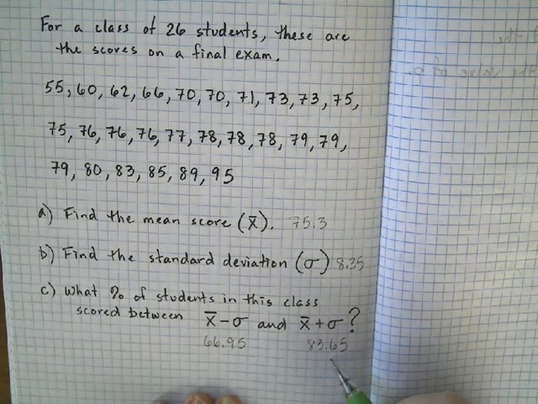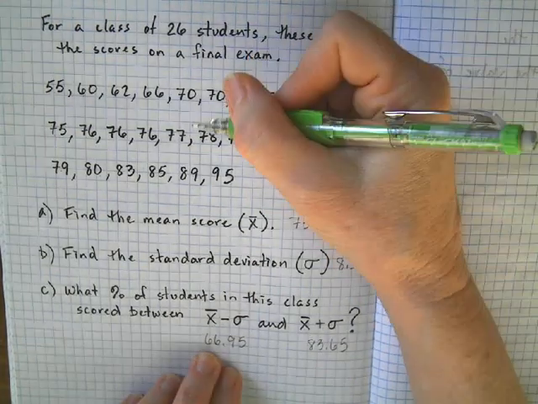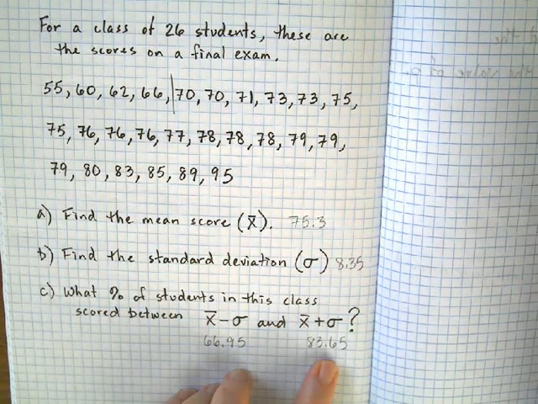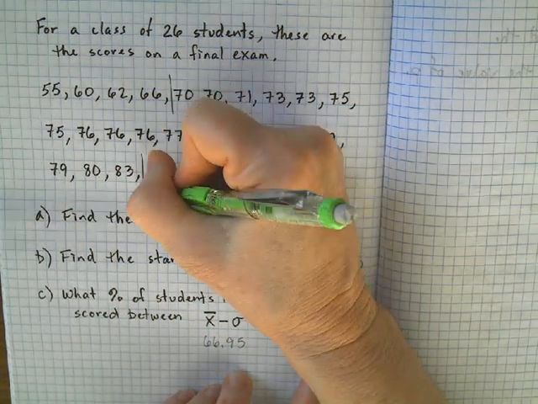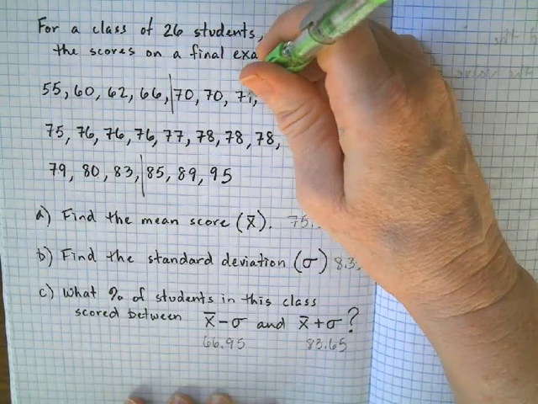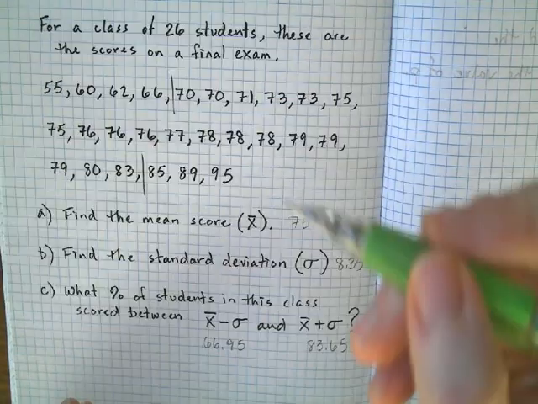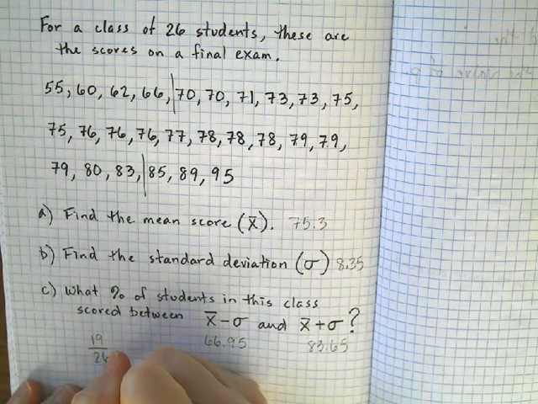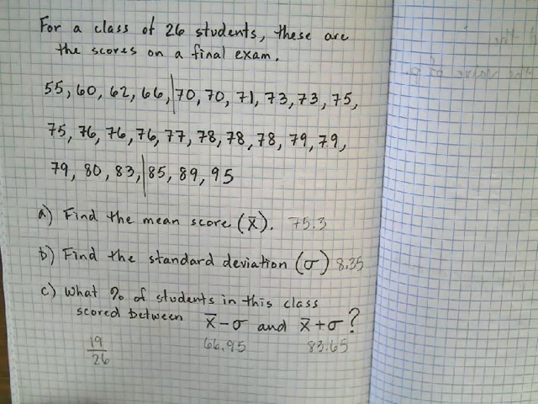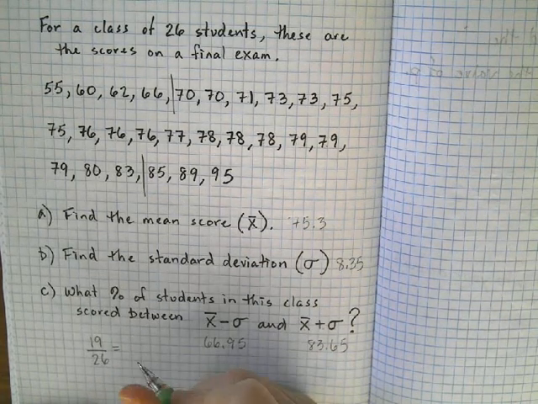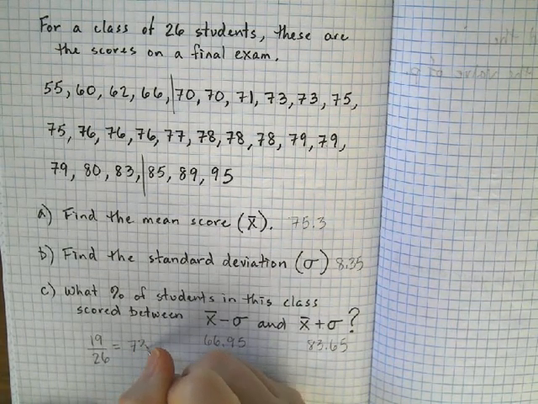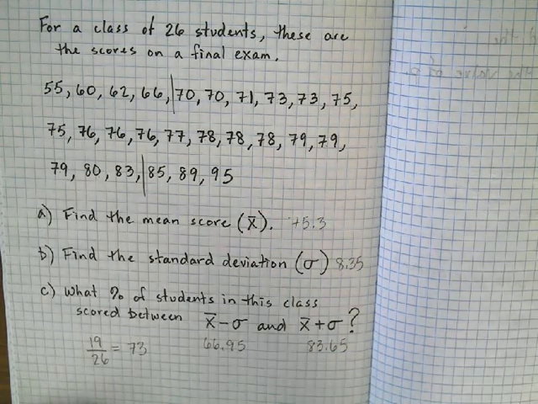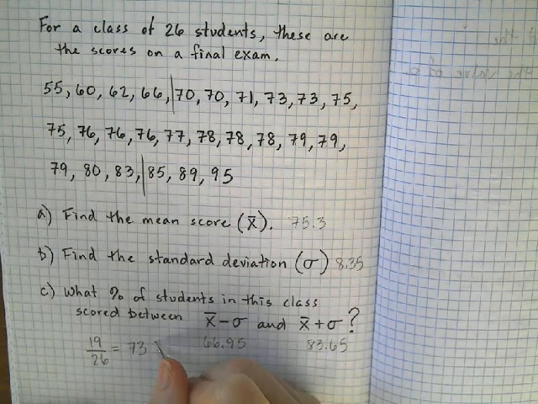And we looked at the scores. Greater than 66.95 would start right here, and less than 83.65 would be right here. If we count up how many that is, 1, 2, 3, 4, 5, 6, 7, 8. Anyway, I counted them. It's 19. 19 out of the total 26. Change that to a percent. It ends up being 73%. Was it 73.1? I think it was 73.1. I don't remember. Anyway, whatever it was, around 73%.